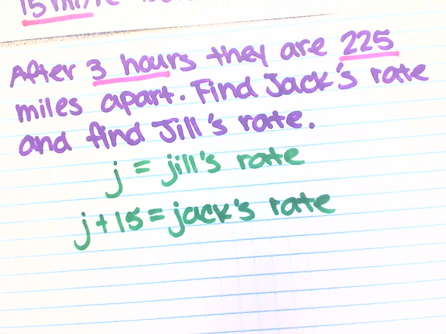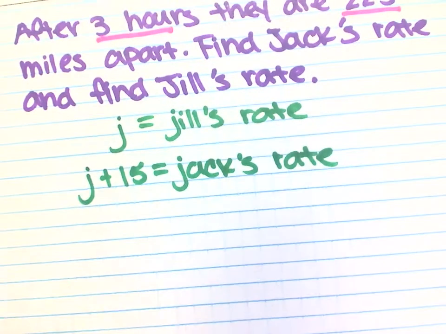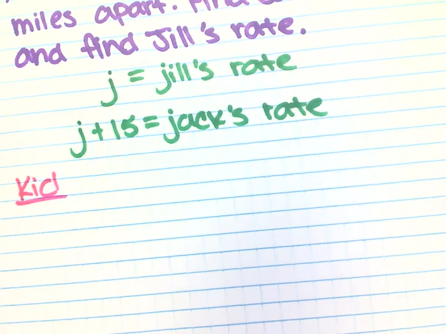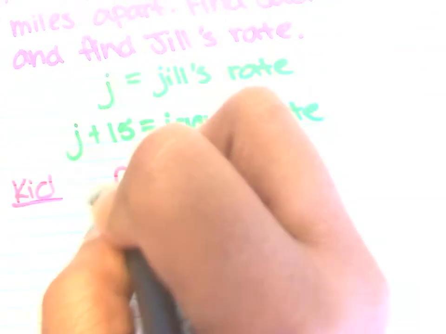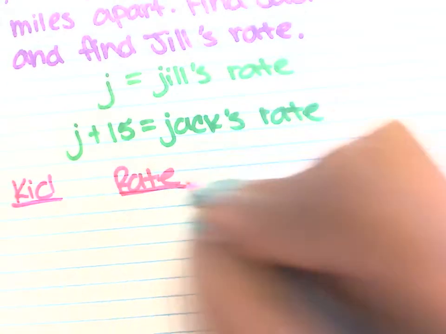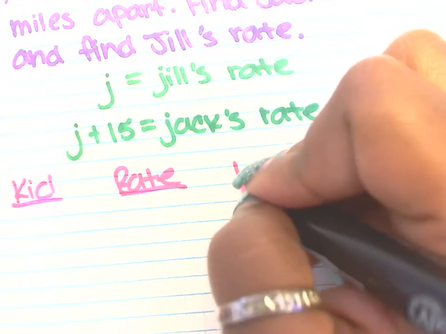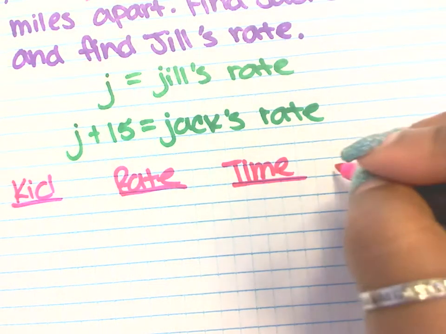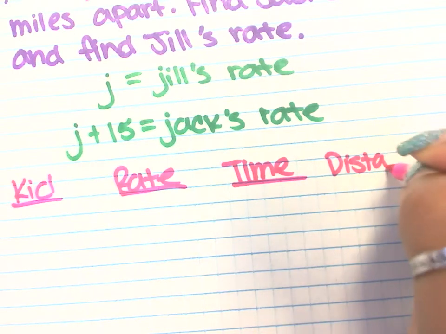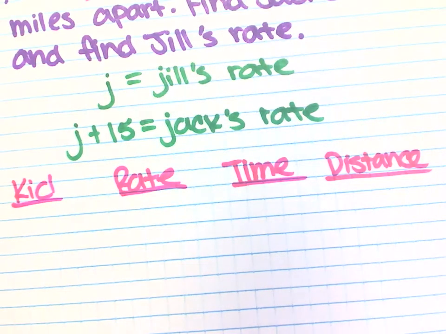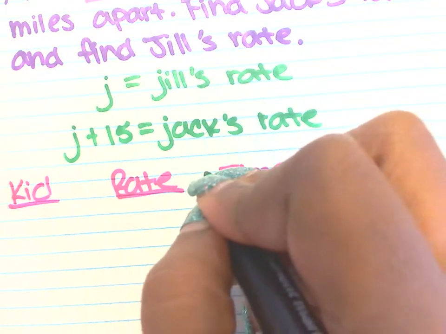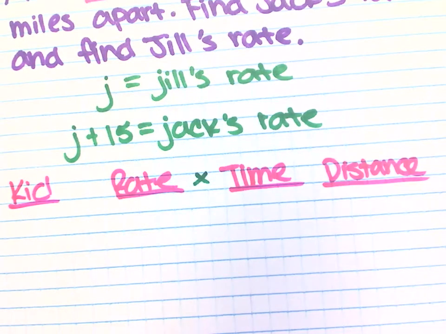So let's make a little grid. We're going to label this kid, Jack or Jill. Rate, how fast they were driving. Time, how long they were driving for. And distance. So it's going to be rate, time, distance. So distance is rate multiplied by the time. So put a little X there so you remember.